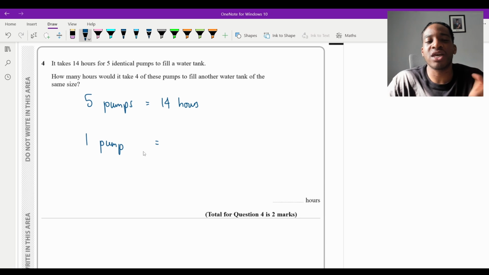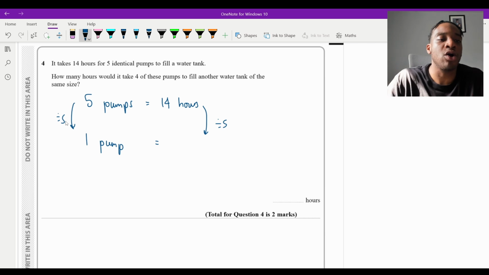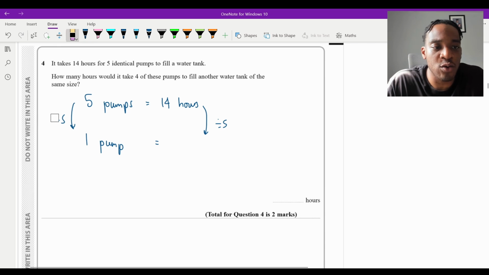Now, before we do this, think about it logically, right? If 5 pumps takes 14 hours, then logically, if we use our common sense, it should take 1 pump longer than 14 hours. So a common misconception would be for students to just divide both sides by 5, right? But that would be incorrect. And that is where the inverse proportion comes in. You do the opposite, right? Because it's going to take longer. So instead of dividing by 5, you're going to multiply by 5 instead.